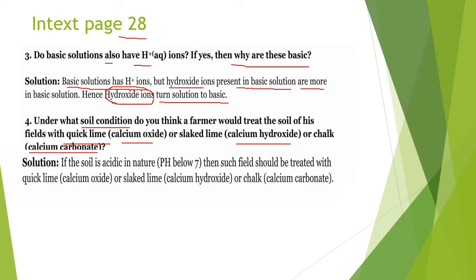Now the question is, under what soil condition do you think the farmer would treat the soil with this? That means under what soil condition does the farmer add a base to the soil? So naturally the soil should be acidic in nature, or we can say the pH value is below 7. Hence let us discuss the answer for this question. If the soil is acidic in nature, that means pH below 7, then such a field should be treated with quicklime, slaked lime or chalk.